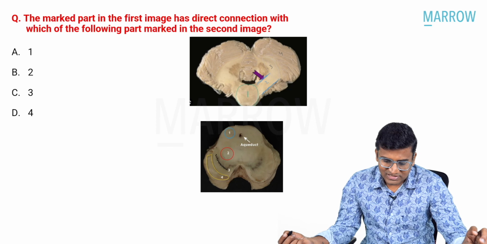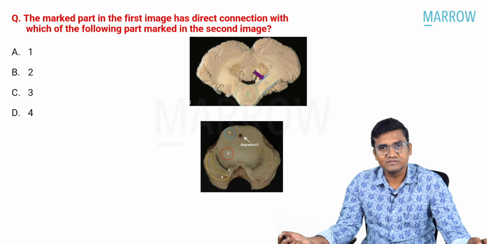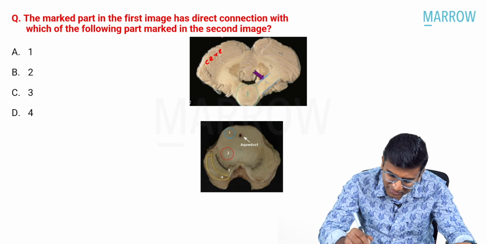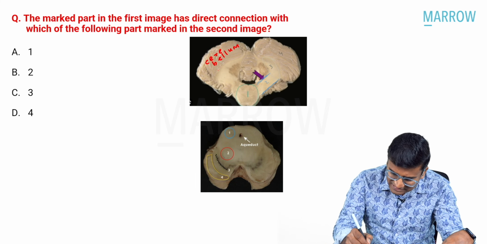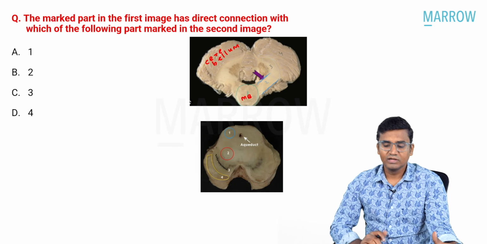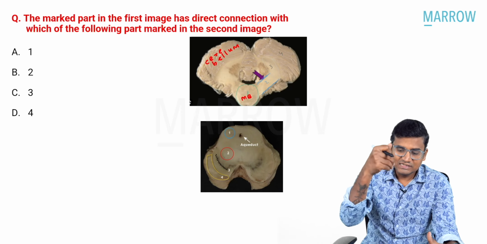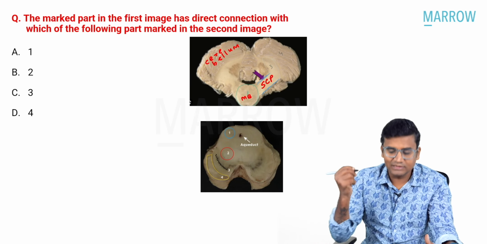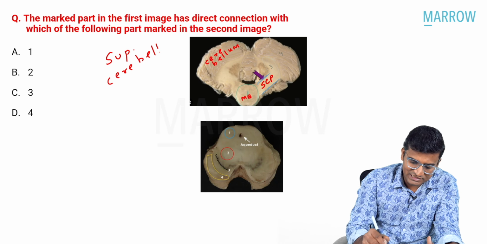The marked part in the first image has a direct connection with which of the following parts marked in the second image? So, in the first image, this is the cerebellum. I hope you can identify the cerebellum clearly. And the cerebellum is connected to this structure, and this is our midbrain. The cerebellum is connected to the brainstem by the cerebellar peduncles. The cerebellum is connected to the midbrain by the superior cerebellar peduncle. So they are asking about the superior cerebellar peduncle connection.